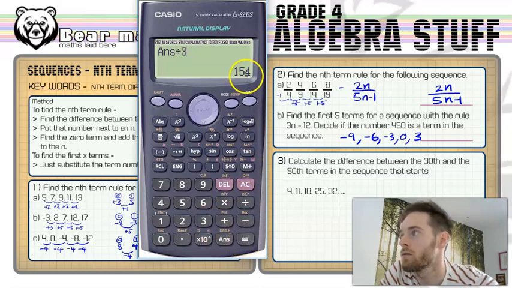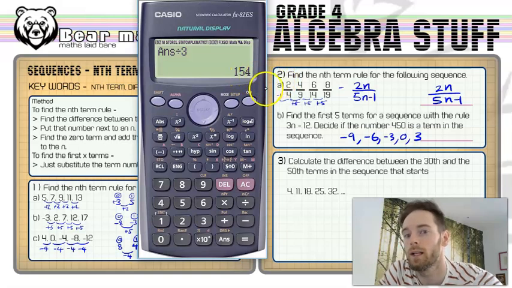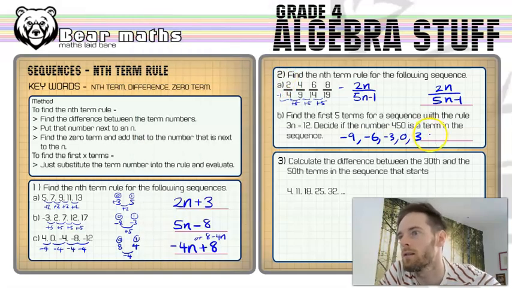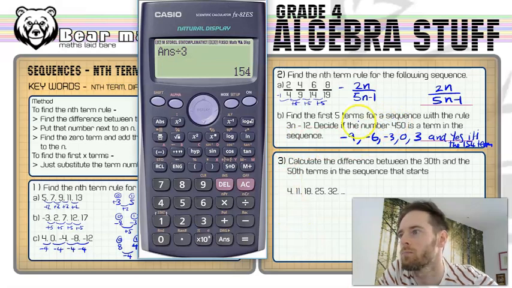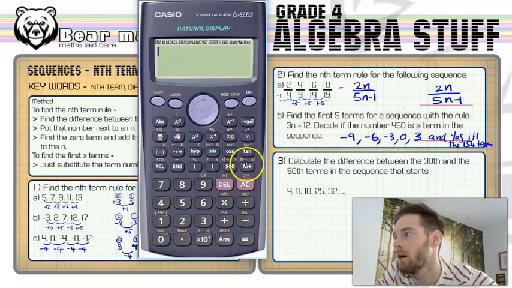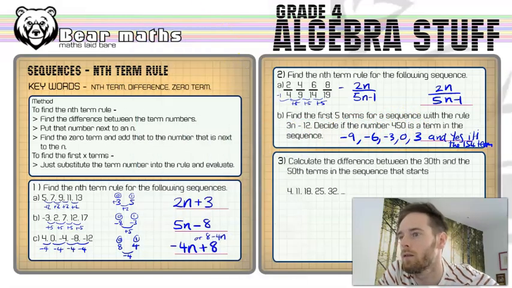There we go. It's the 154th term. That's what it is. So it's given us a whole number. So yes, it's the 154th term is what I would write there. Okay. I hope that makes a bit of sense. All I did was make it an equation. I made this equal to this and then worked it out and saw if it gave me a whole number answer.